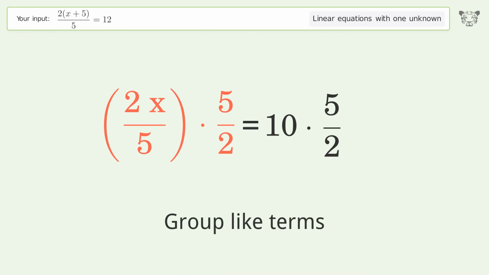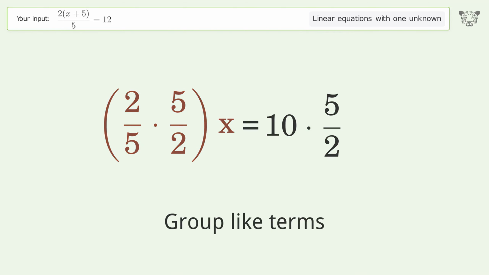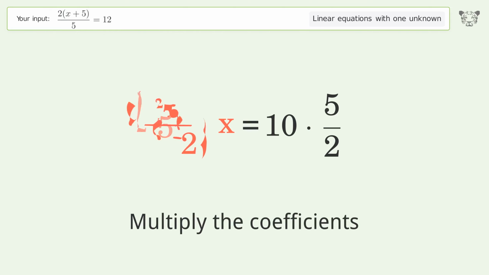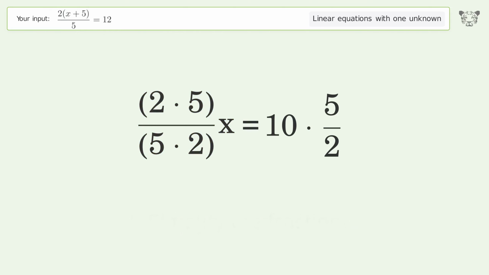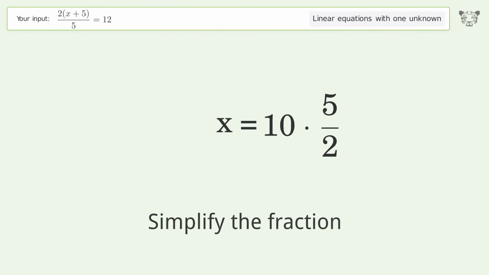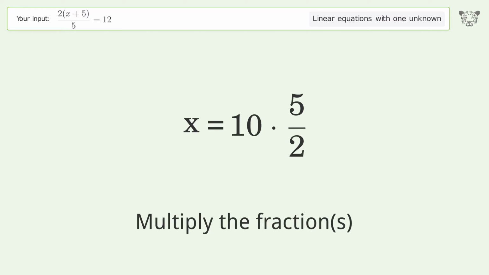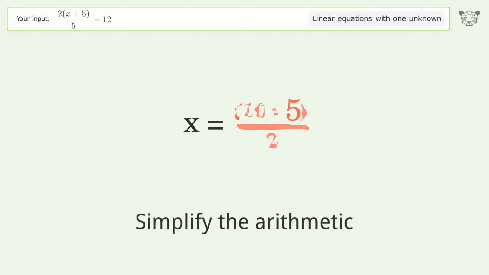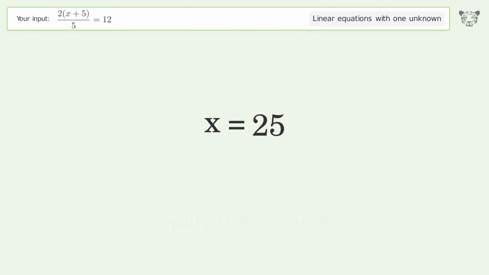Group like terms. Multiply the coefficients. Simplify the fraction. Multiply the fractions. Simplify the arithmetic. And so the final result is x equals 25.